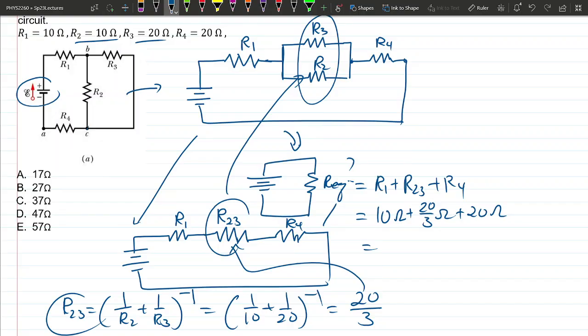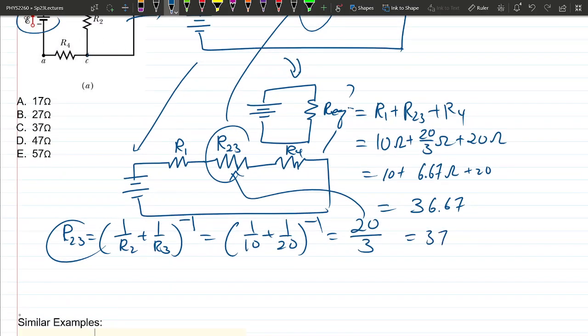So what's 20 over 3? Anyone? 6.67. Okay. Right, 10 plus 20. So this is going to be 36, and we're doing 2 sig figs, right? So that's going to be 37 ohm, okay? That's the R equivalent at the end. Make sense?